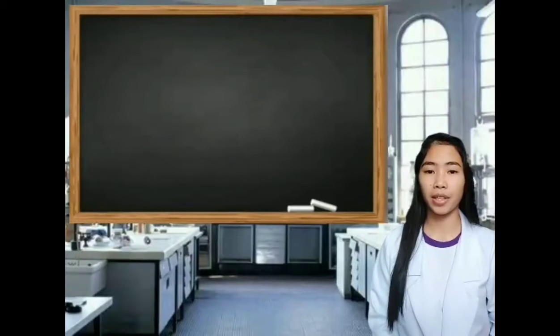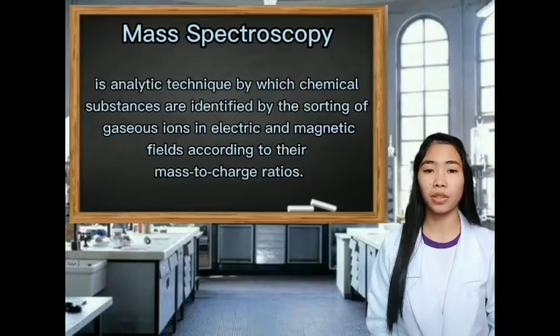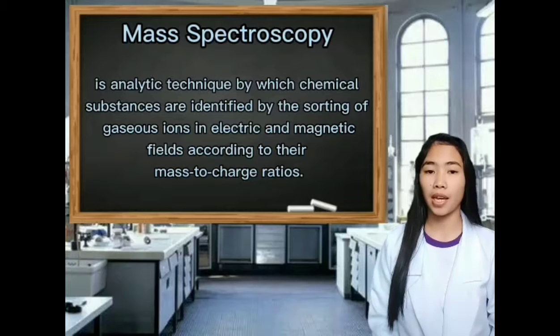Good morning, everyone. Today, we will be learning about what is mass spectroscopy. So, mass spectrometry, or also called mass spectroscopy, is an analytic technique by which chemical substances are identified by the sorting of gaseous ions in electric and magnetic fields according to their mass-to-charge ratios.